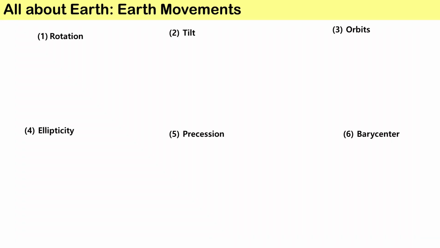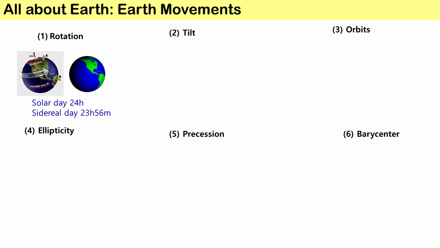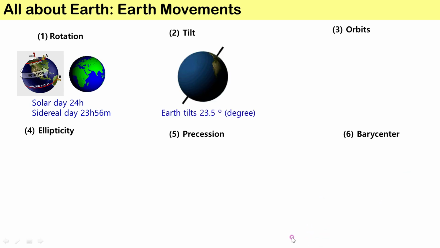We are going to study all about the Earth's movements. There are 6 Earth movements we need to know about. Rotation. Earth rotates on its axis every day, 24 hours. Earth tilt. Earth tilts 23.5 degrees.